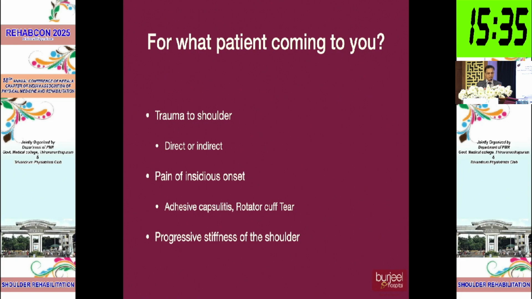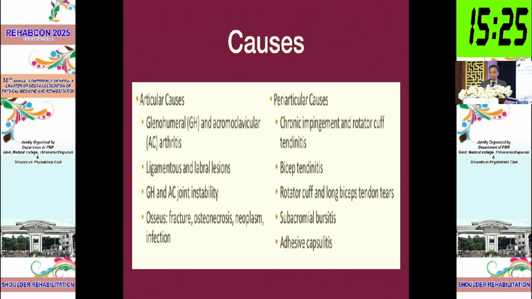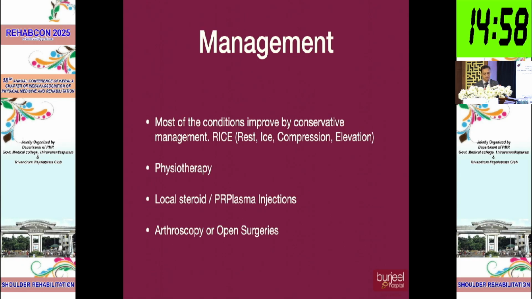So for what do patients come to you? Trauma to the shoulder, direct or indirect, pain of insidious onset like adhesive capsulitis, rotator cuff tear, or progressive stiffness of the shoulder. Causes include glenohumeral and acromioclavicular arthritis, ligamentous and labral lesions, glenohumeral and acromioclavicular joint instability, osseous fracture, osteonecrosis, neoplasm, infection. And there are periarticular causes like impingement syndrome, biceps tendinitis, rotator cuff and long biceps tendon tear, subacromial bursitis, and adhesive capsulitis.